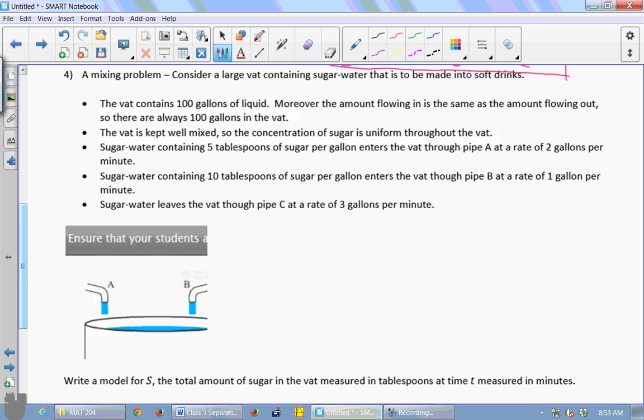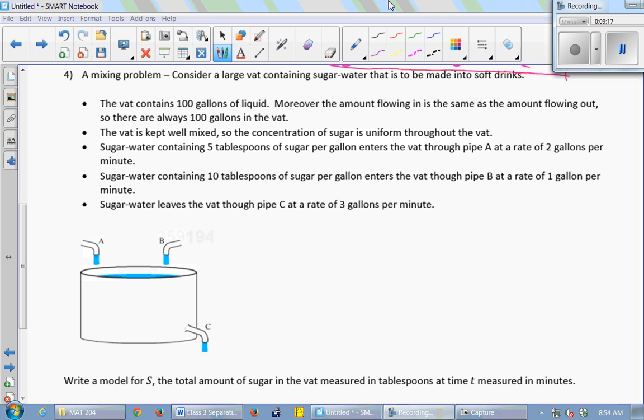Okay, so next we're gonna do a mixing problem, and my picture didn't copy well. Let me just fix that. Okay, so these mixture problems are like classic differential equations modeling. We're given a lot of information about some rates, and we're going to try to set up a model for the amount of sugar in this vat of sugar water.